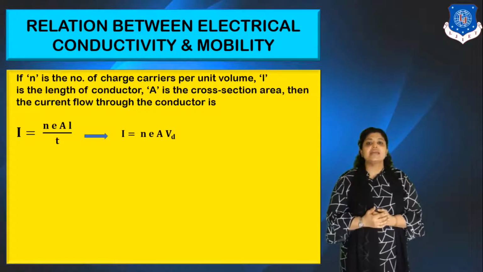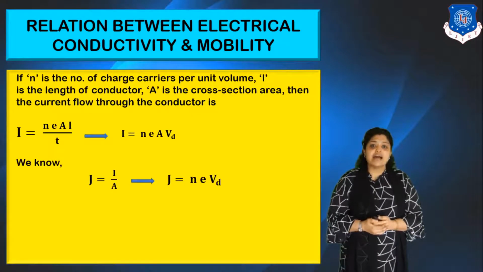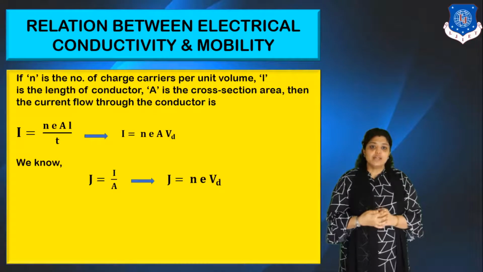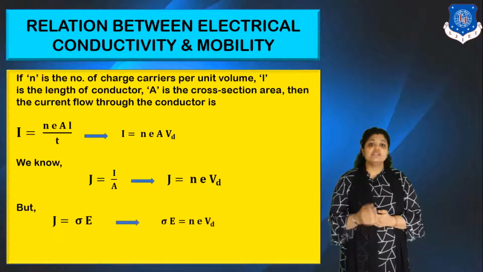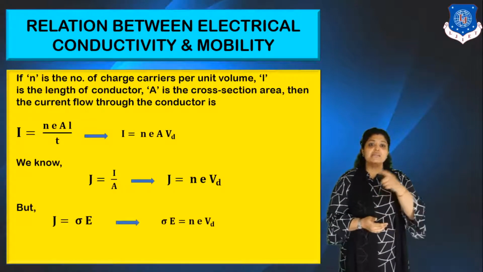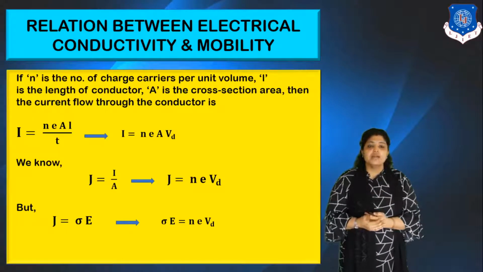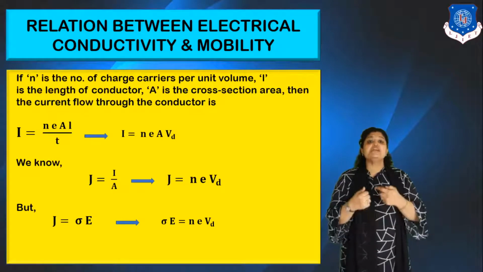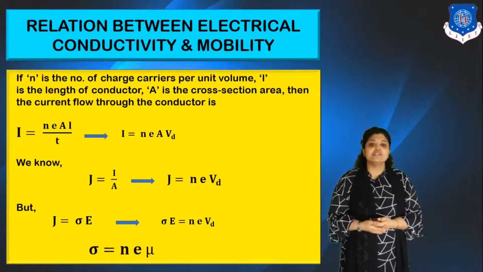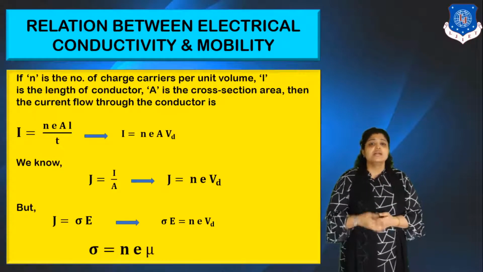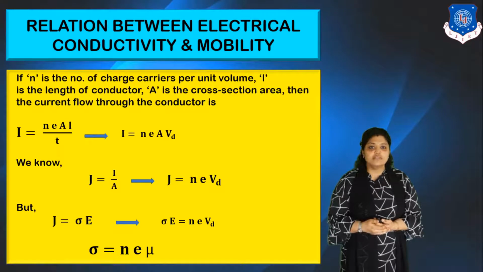Now here L by T I can write as drift velocity Vd. But we know that J is defined as I by A. So dividing with respect to area, we get the equation of J as nevd. But we know that J is also equal to sigma E. So I compare both the equations of J and I get the relation sigma E is equal to nevd. Now you know that drift velocity with respect to electric field, that is Vd by E in this equation, is mu, and hence you get the relation sigma is equal to ne mu. Now this is a particular relation which will be very useful while solving numericals of this chapter.